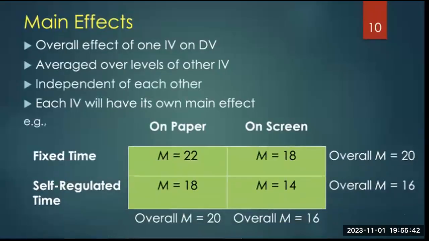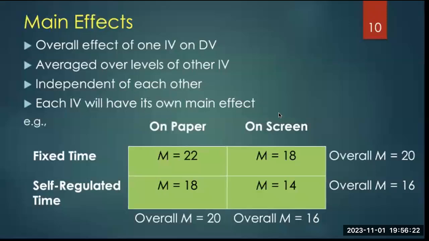So here's some data. On the top, you'll see is the modality, on paper or on screen. That's one independent variable. On the side is another independent variable, which is the time, either fixed time or self-regulated time. Remember, when we're looking at main effects, we are taking the average of the two. So if we look at the main effect of paper, right, we take the result of fixed time 22 plus self-regulated time is 18. So these are their scores, and we take the average. So the overall average of how people did on the test when they took it on paper was 20.